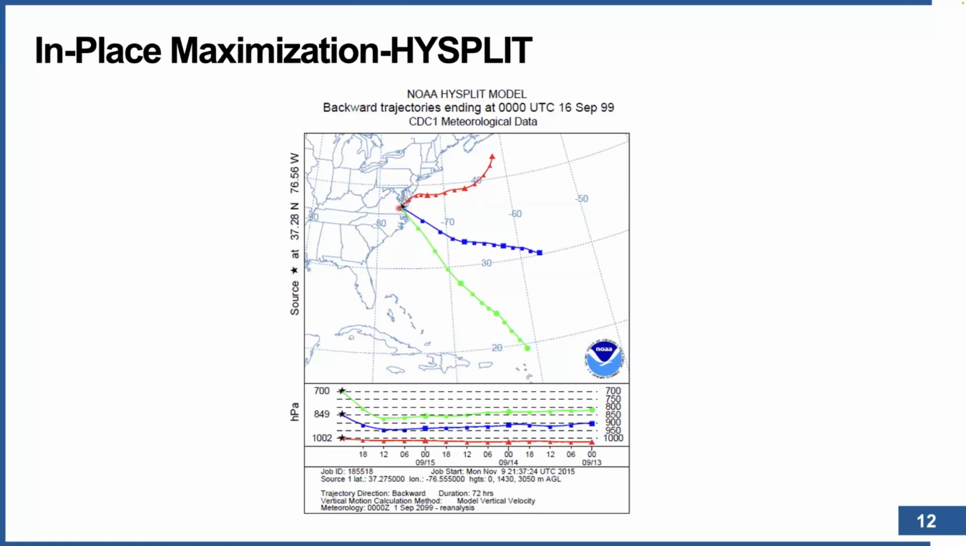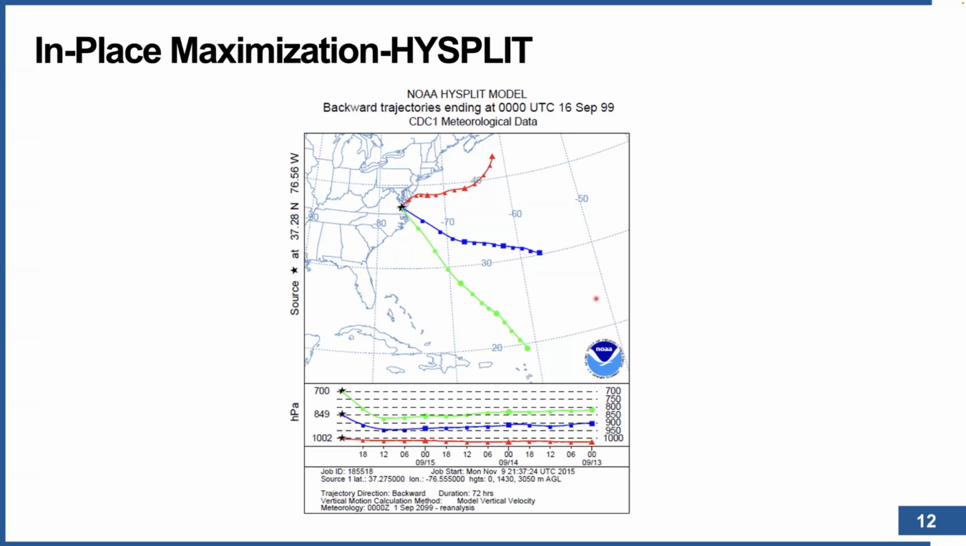So in this case, we have a HYSPLIT trajectory showing a surface line here, this red line, a line here at 850 millibars or about 500 meters above the surface, and a green line at 700 millibars or about 1,500 meters above the surface, 3,000 meters above the surface.